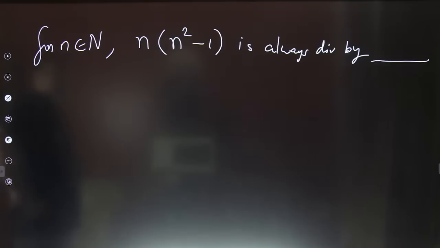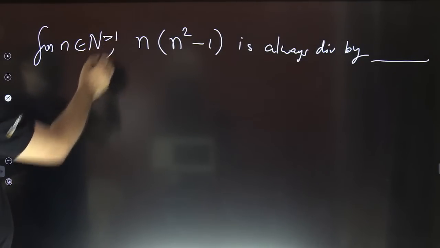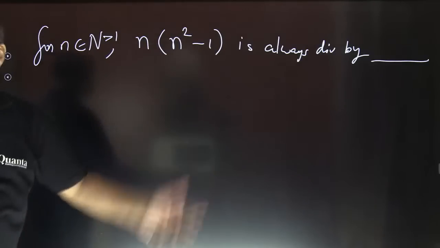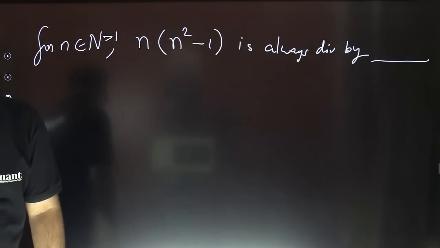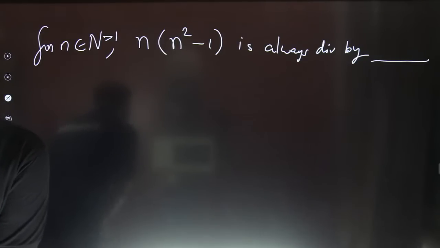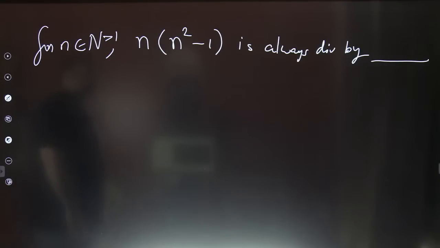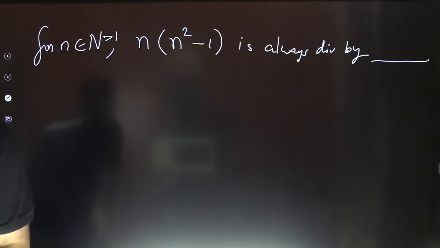Should I make the values a bit bigger? Maybe I should say n greater than 1, because at n equal to 1 it becomes 0. Okay, Aditya is saying 6. N into n square minus 1 is always divisible by. You have to tell the greatest number which will always divide this.